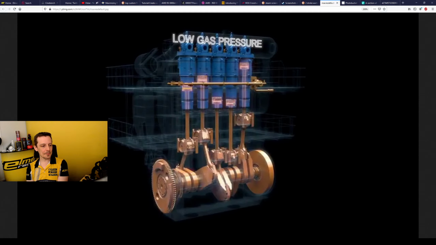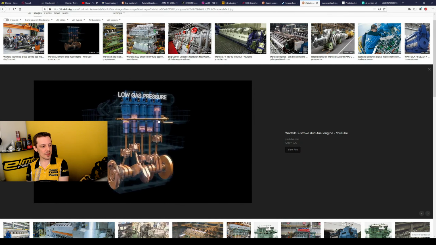So this is a really interesting way that poppet valves are also used, and then you can get away with having one single poppet valve in the cylinder head basically, and you have the exhaust ports up on the side. So this is a really interesting use of poppet valves also.